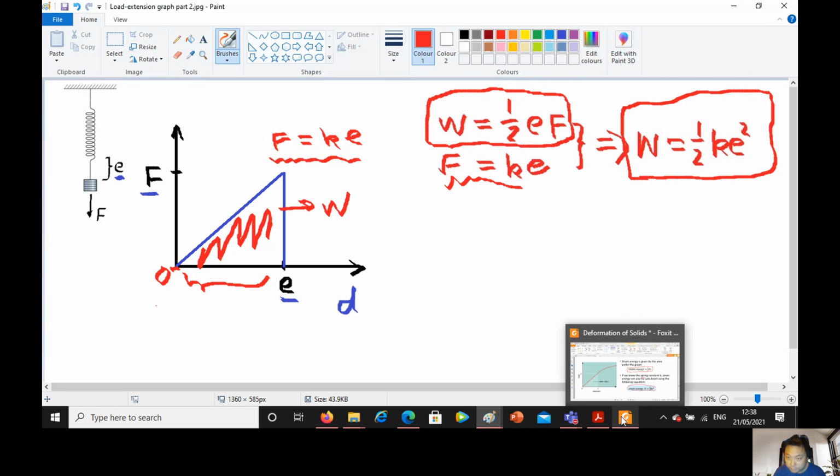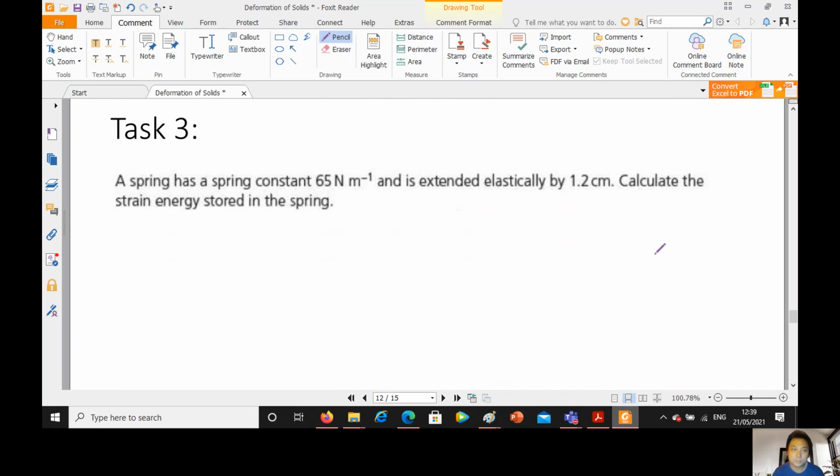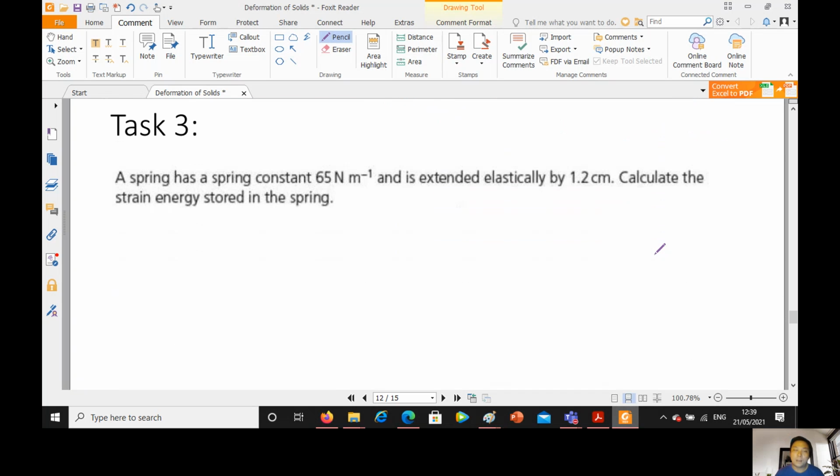Okay, let's go back. Brilliant. So I explained these two equations. Now try to remember these two equations, and we'll look at the question. I've got a question for you to try. Let me read it for you.